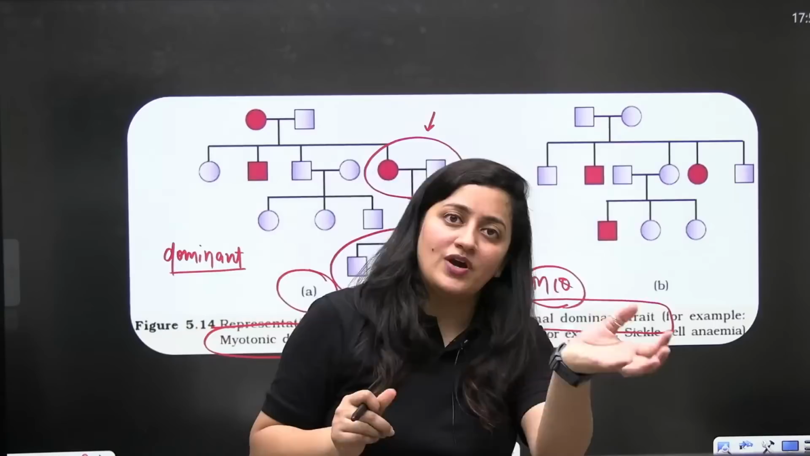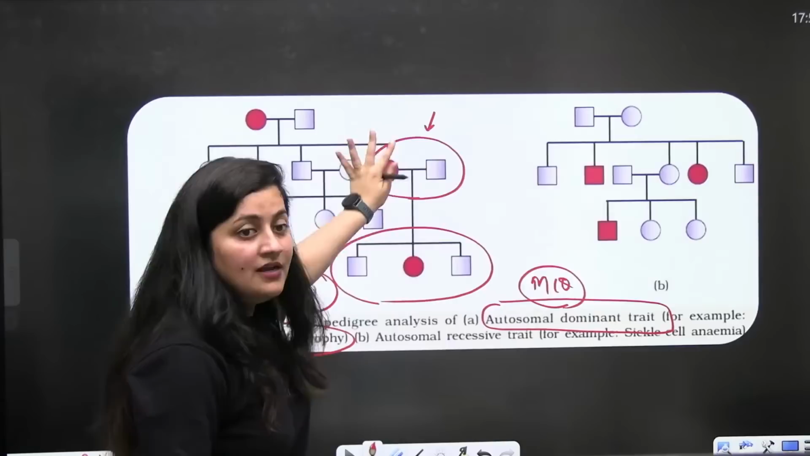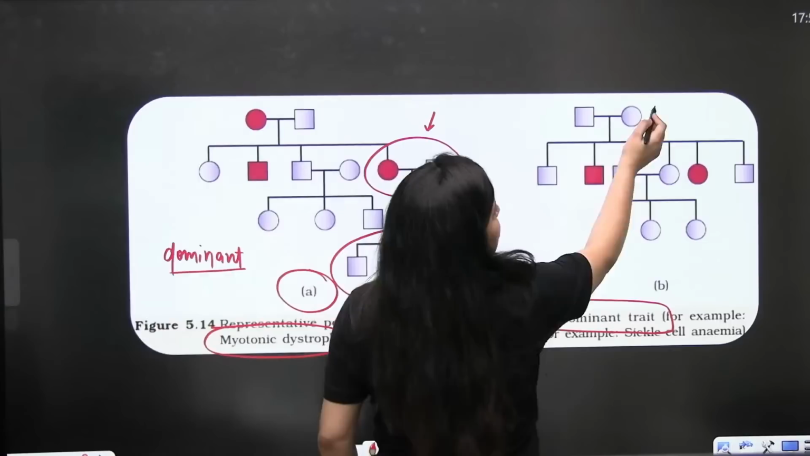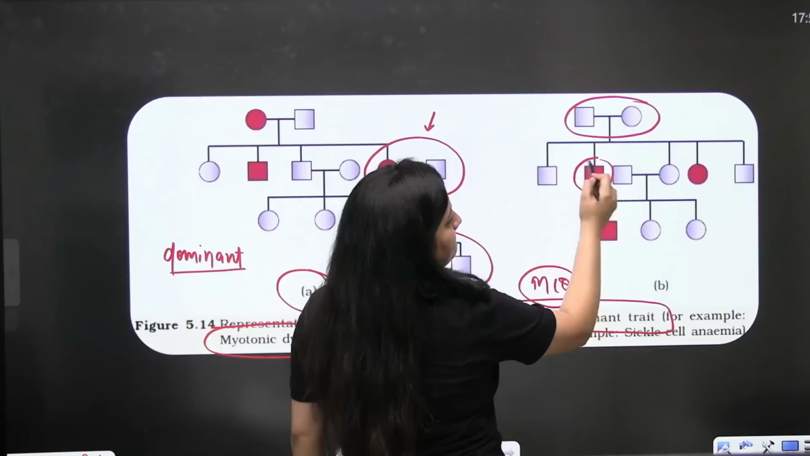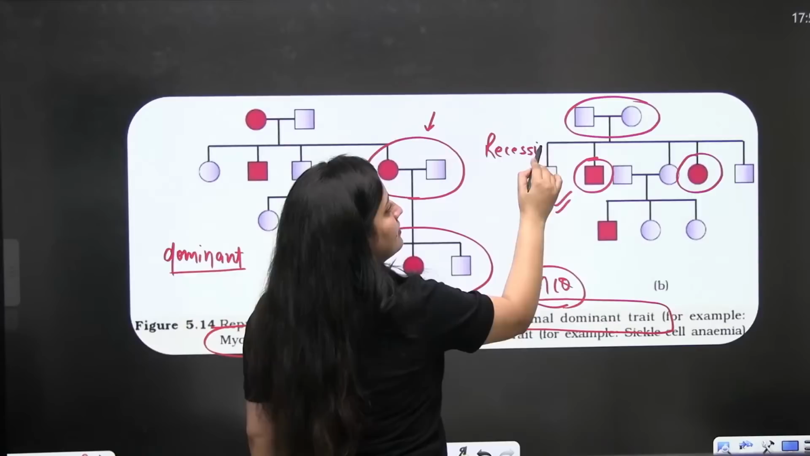They can ask you this question in this way also: out of the following, which one is the example of an autosomal dominant trait? Or they can just give you this particular pedigree chart and ask whether it is for an autosomal dominant disorder or an autosomal recessive disorder. Is that clear? Now just look at it. Both the parents are normal, but in the next generation, children have the disease. Means affected individuals have unaffected parents. Generation is skipped. So obviously, it is a recessive trait, isn't it?